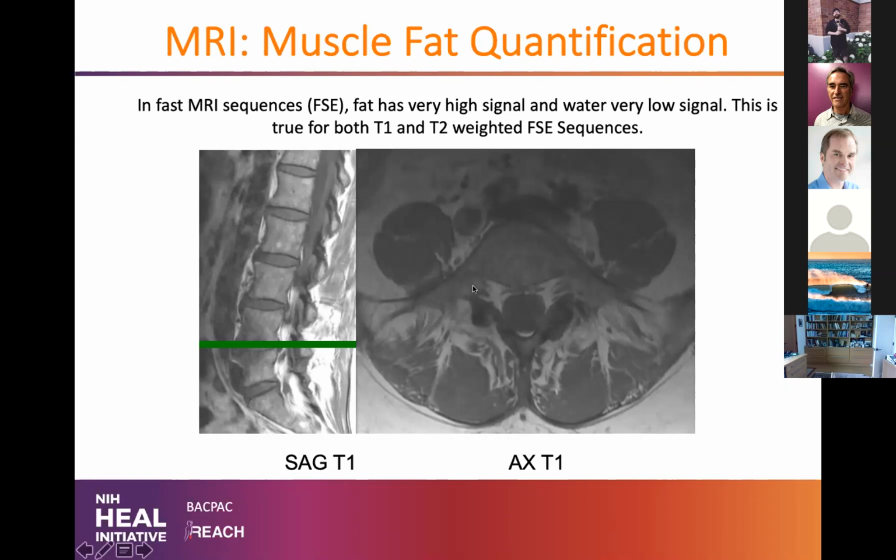And this is very typical for most fast spin echo sequences. So fast spin echo sequences, or turbo spin echo sequences, are the workhorse of the clinic today, and they are done a lot. T1 weighted and T2 weighted fast spin echo sequences are widely available. And both T1 and T2 depict the muscle relatively dark.